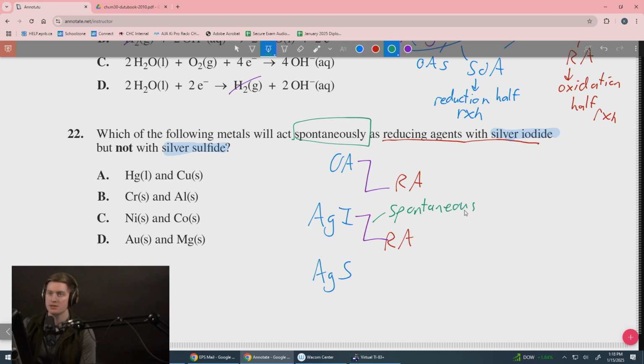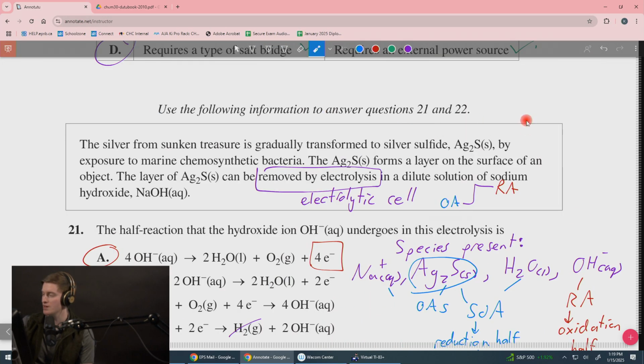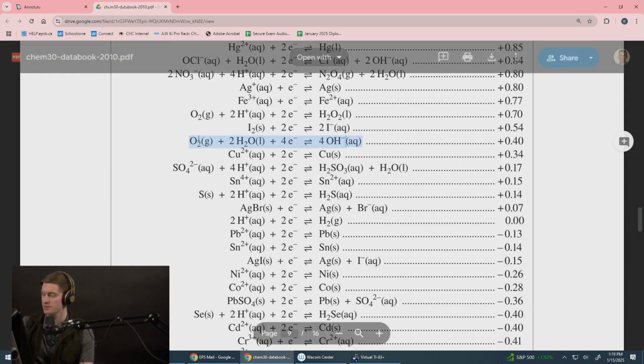with silver iodide, but it would be non-spontaneous with silver sulfide because it appears in the table below this reducing agent. This is going to be our metal. So it says here that we're going to use the information to answer questions 21 and 22, but this is all just based on the redox table.